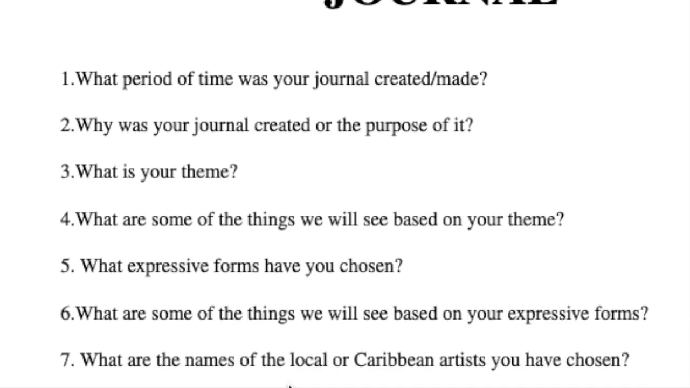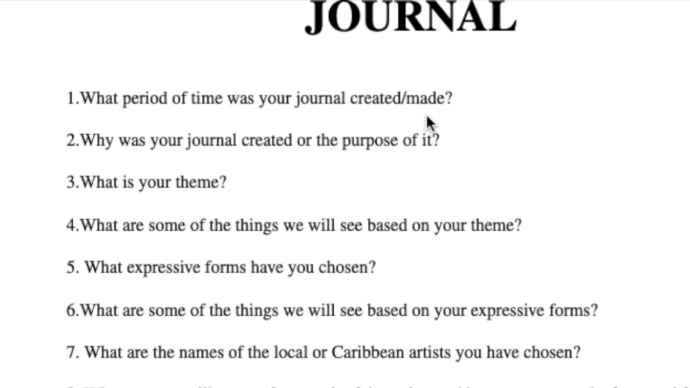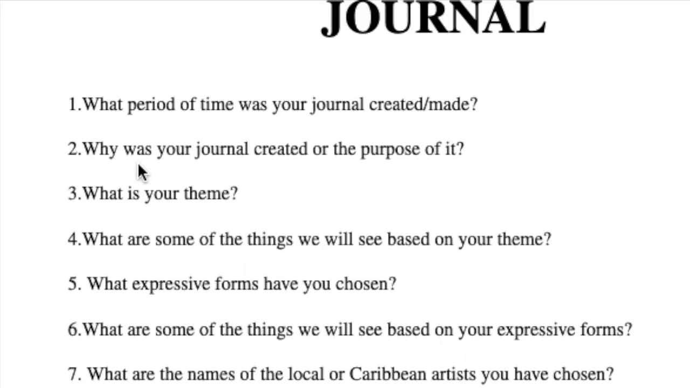Alright, so number one, what period of time was your journal created or made? Meaning, did you start the CSEC Visual Arts journal in grade 7, 8, 9, 10, in 2021, 2022, 2023, 2024? What year was it created? Alright, I try to let my students go as detailed as possible. This will help them to better formulate different sentences. So you can state the year, the month, the grade, etc.